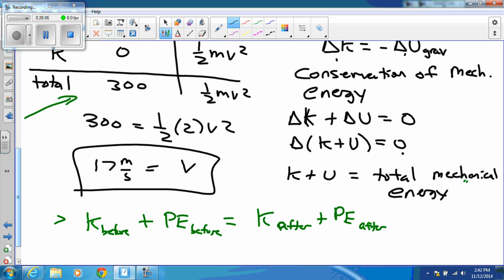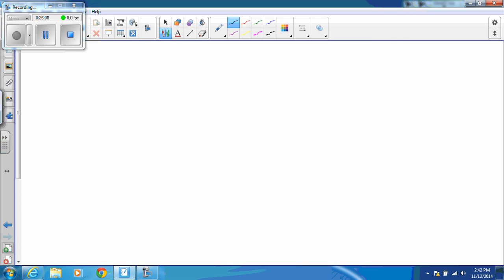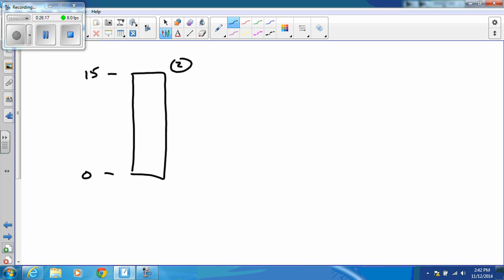Now, I want to come back and solve a similar problem. I want to consider what happens if we take our 2 kilogram mass, still at the top of a 15-meter building, but now our 15-meter building is equipped with a humongous, frictionless half pipe slide. We are going to release the object at the top of that frictionless slide, and the question is how fast will it be going when it hits the bottom?